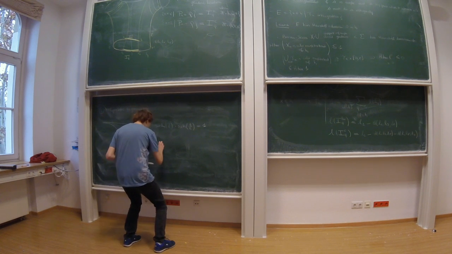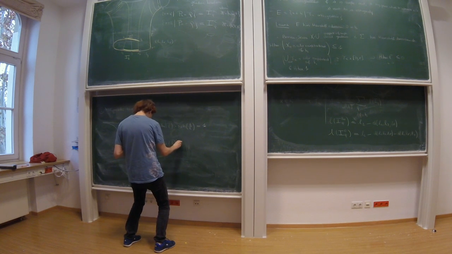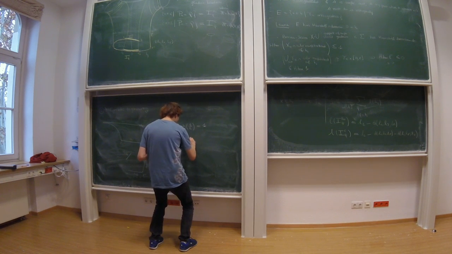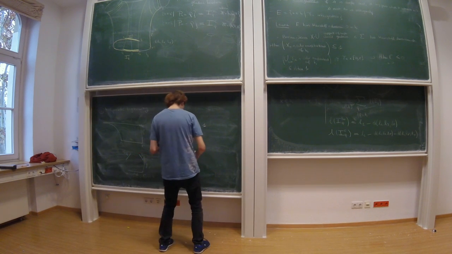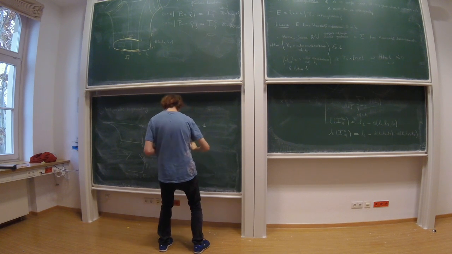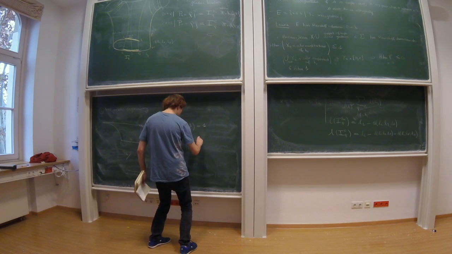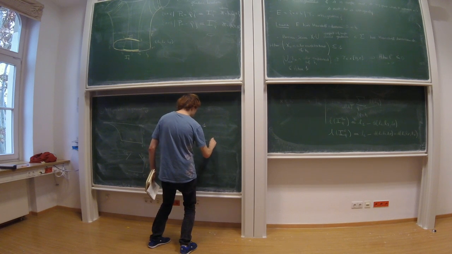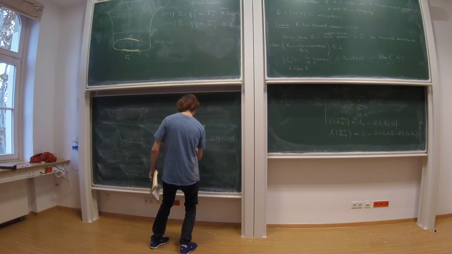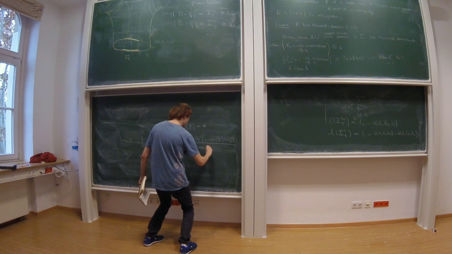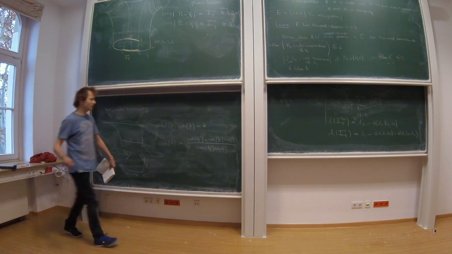So you get the following: cosh of L tilde is cosh of L gamma over 2 times cosh of L gamma prime over 2, plus cosh L1 over 2 times cosh L1 over 2, divided by sinh L1 over 2 times sinh L1 over 2. These two play a symmetric role.